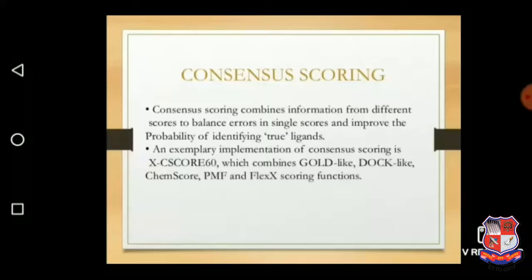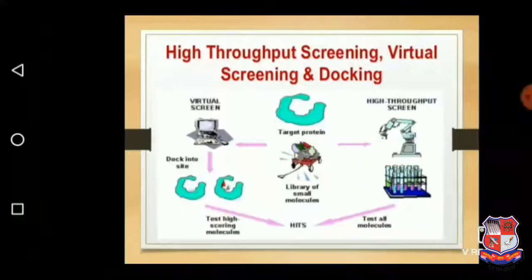Consensus scoring. Consensus scoring combines information from multiple scores to balance errors in single scores and improve the probability of identifying true ligands. An exemplary implementation of consensus scoring is F-score. These are the portals, or platforms, which can be used on the computer.